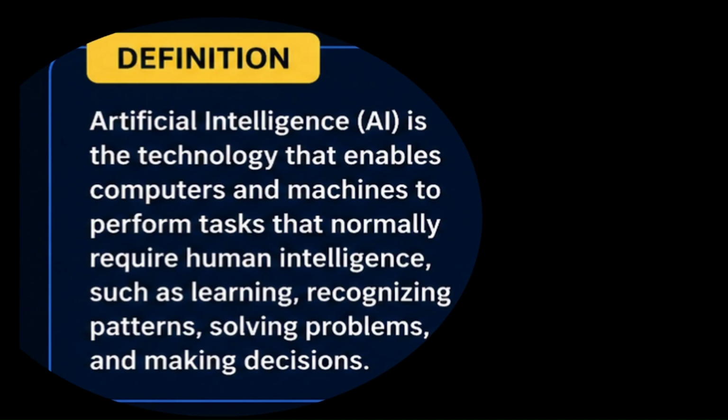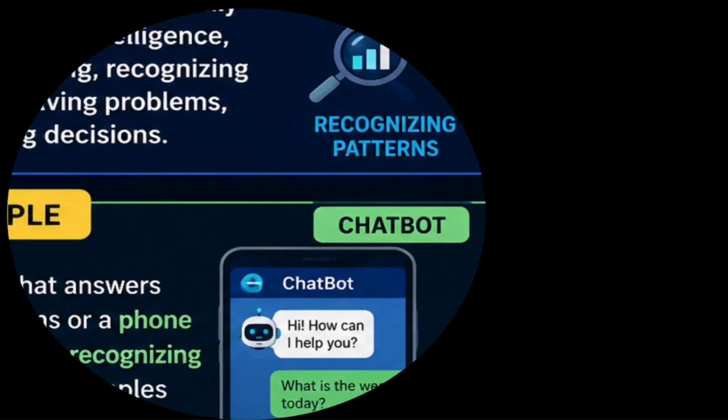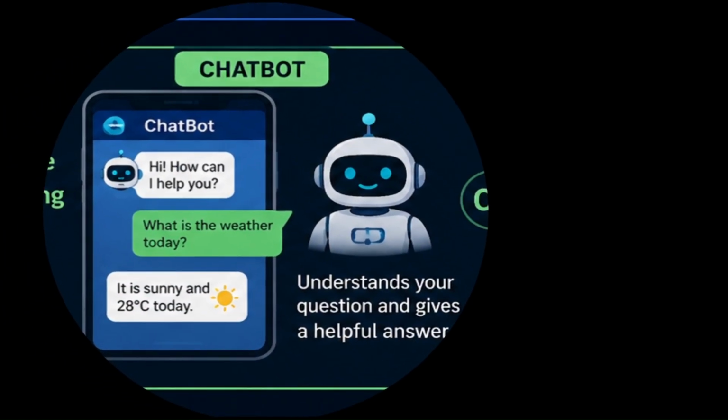So we use many AI applications and AI tools in our daily lives, right? One very common example is a chatbot. When we ask a question to a chatbot, it gives us an answer. For example, suppose we ask, what is the weather today? The system may tell us it is sunny and 28 degrees Celsius today, right? But how does the machine know this?